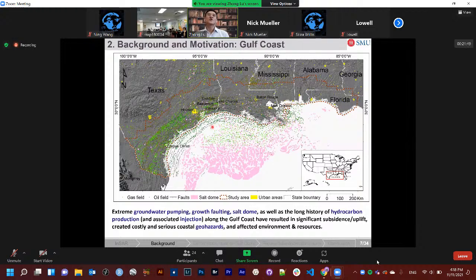So here we show the oil fields, the fault lines, the major metropolitan areas, and also salt over here. Our goal is to see, well, can we map the deformation over the whole Gulf Coast using this satellite InSAR technology. Keep in mind, this hasn't been done before, so this will be the first time.